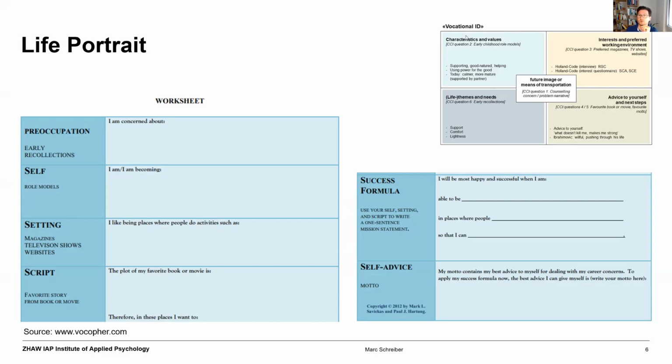And then we go here on the top left side, where it is about characteristics and values, so the self-CCI question about the early childhood role models. And then we go here on the right side about preferred magazines, TV shows, or also websites. And here it's about interests and preferred working environments. And then here on the right side, we have the advice to yourself and the next steps. It's the questions 4 and 5 of the CCI.